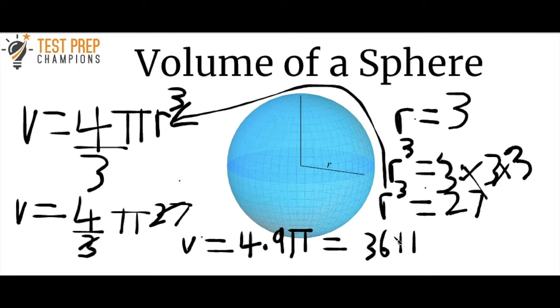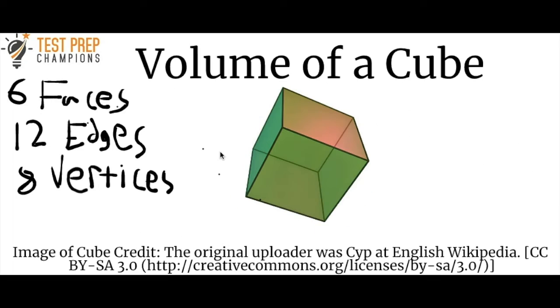So just know that the sphere is a round 3D object. This is what it looks like, and note that this is the formula, and note how to use it. That's pretty simple. Not a whole lot about the volume of a sphere to know other than how to use that formula. Okay, so let's talk about the volume of a cube next.